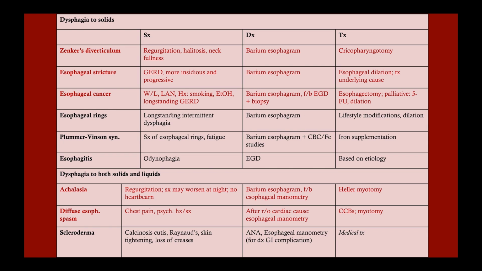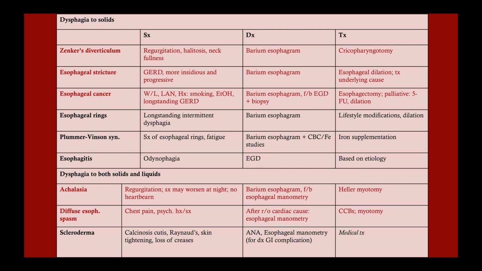So just to review, dysphagia to solids, Zenker's diverticulum, regurgitation, halitosis, they're regurgitating rotten food. This is a diverticulum at the level of the cricopharynx, and you're going to diagnose this with barium esophagram. You'll easily see the diverticulum, and you treat this with cricopharyngotomy. Esophageal stricture, usually history of GERD, which has caused chemical injury and resulted in stricture. This is usually progressive. Again, diagnose it with barium esophagram. Treatment is esophageal dilation, and treat the underlying cause. If it's GERD, make sure that you're treating that.